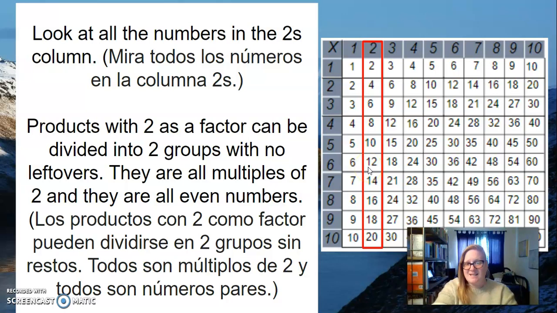And since it's the same fact family, it works the same way. 12 divided by 6 equals 2. 12 divided by 2 equals 6. All right.